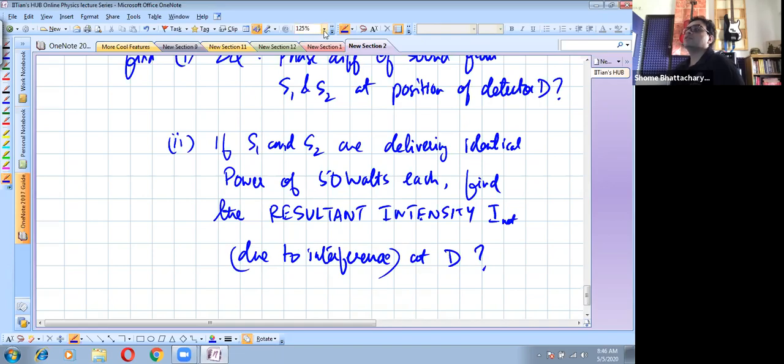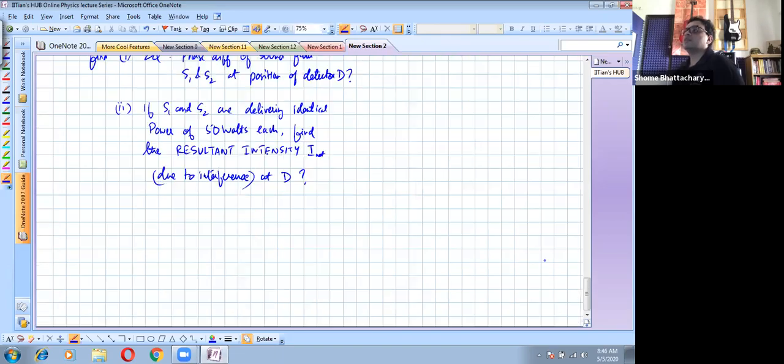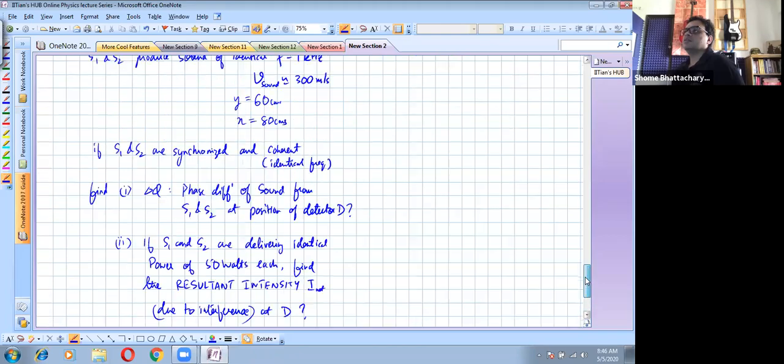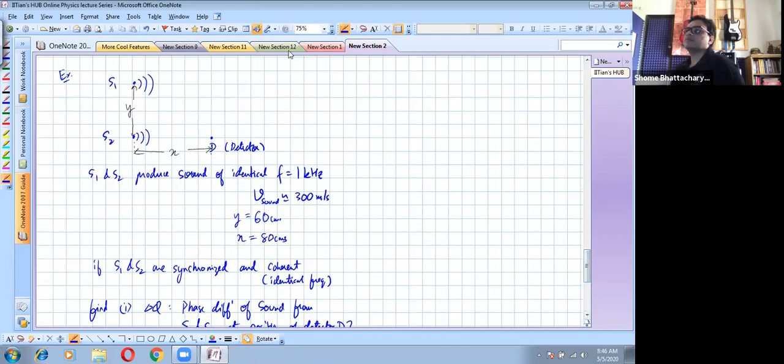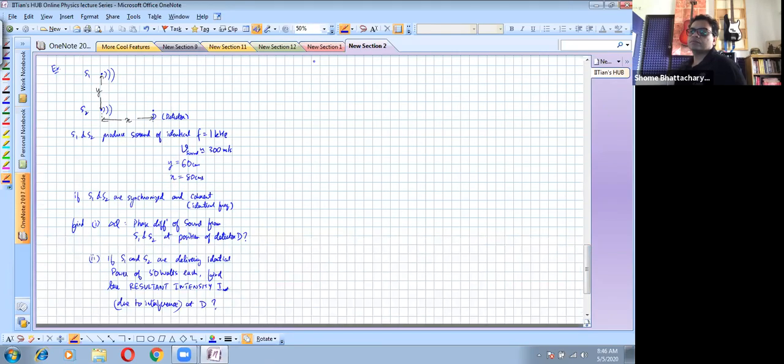So I'll give you a hint for the second part as well. But first, start with the phase difference. Okay, so calculate this phase difference from the given diagram and the information which I've given you. So just try this out.